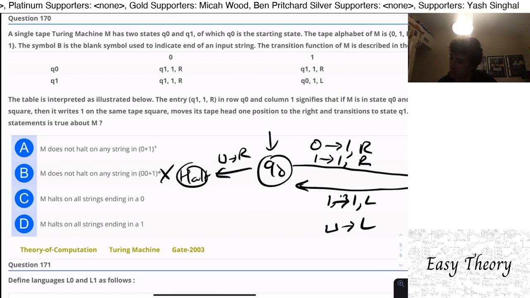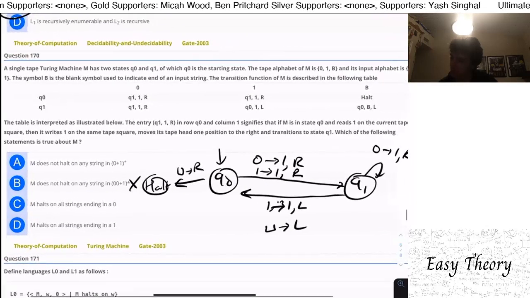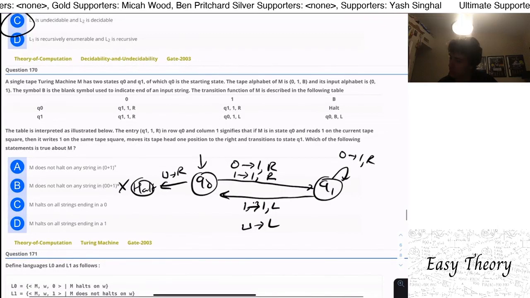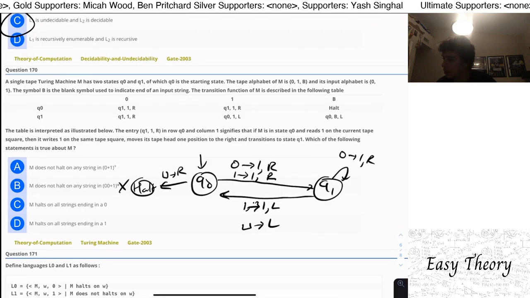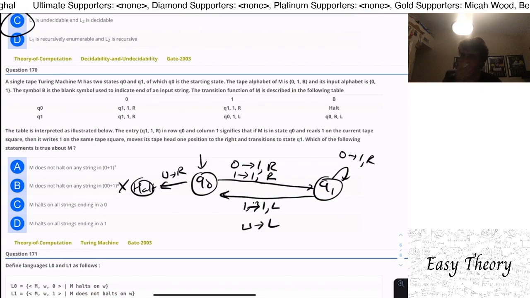M halts on all strings ending in a 0. Okay, let's see. So it converts the first character to a 1. Then, as long as it sees zeros, it moves right. When it sees a 1, it goes left. So it's converting everything to a 1. It won't halt on anything because it's converting everything to a 1 and then just going back and forth across the tape. So it won't halt on any string. Good.